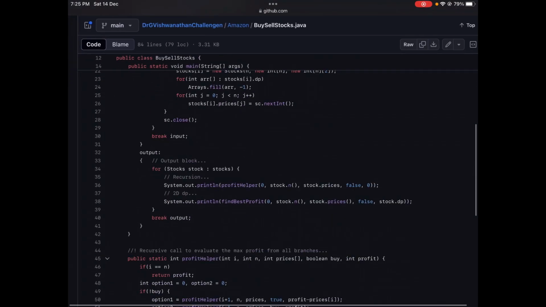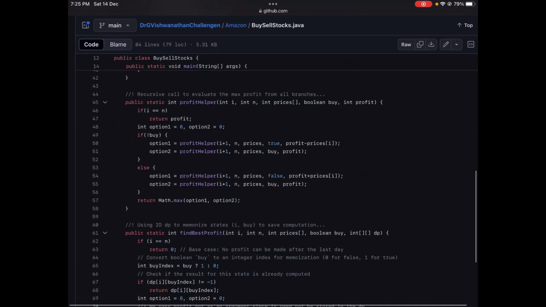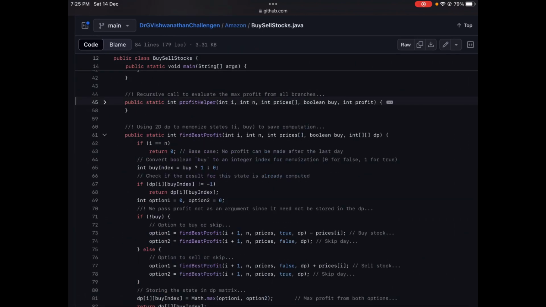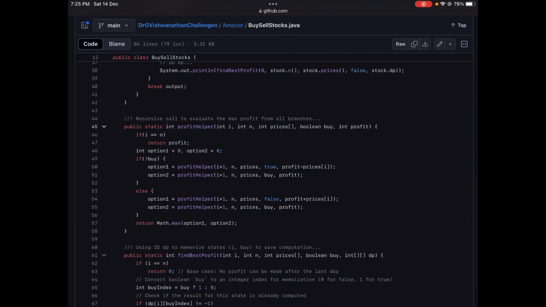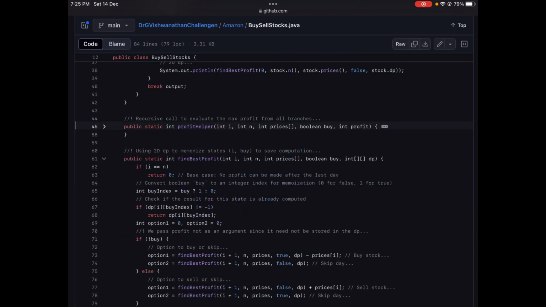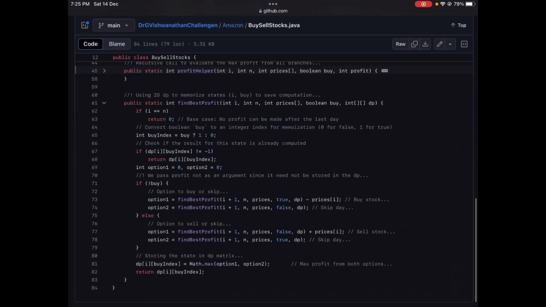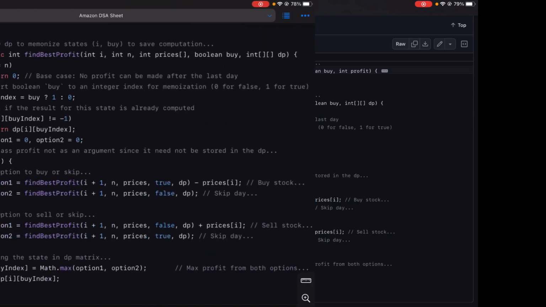So here is the code for it. And now I'll explain the dynamic programming case, because if you run this particular code, the profit helper function will work, but it will give you time limit exceeded in a particular test case, because it is simple recursion. So that is why I'm going to tell you what this particular function is doing.